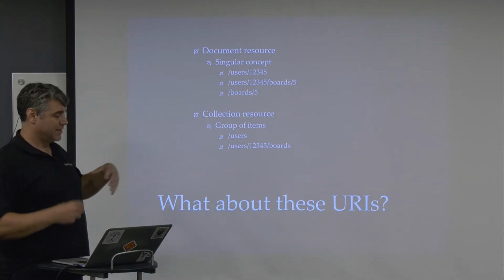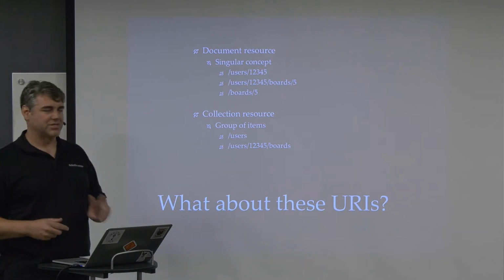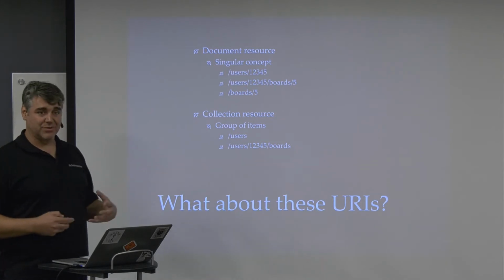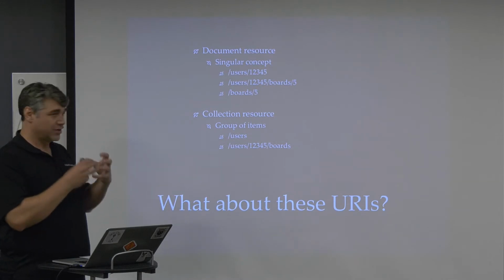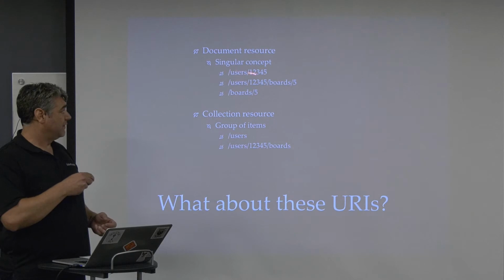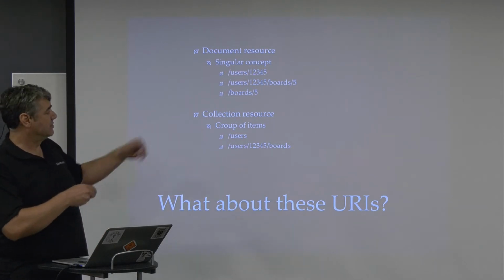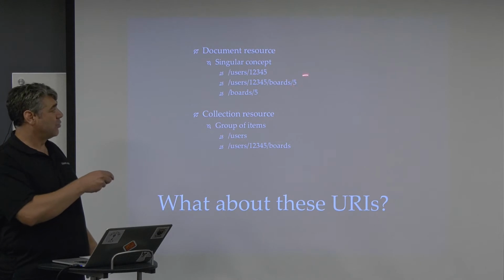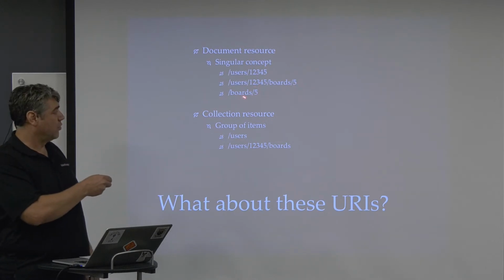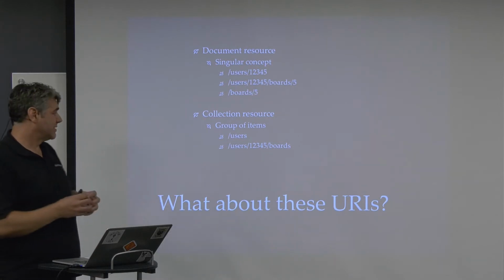Fielding's dissertation has 4 objects. We really need to only focus on 2. The first is the document resource. That is basically the singular concept, the object itself. It's like the endpoint of users of this ID. This is this user. It will return that user. If we want that user's board number 5, we just do that. Or if we just want boards number 5, the 5th board, or the boards with ID of 5, we just call that. That's a single instance.